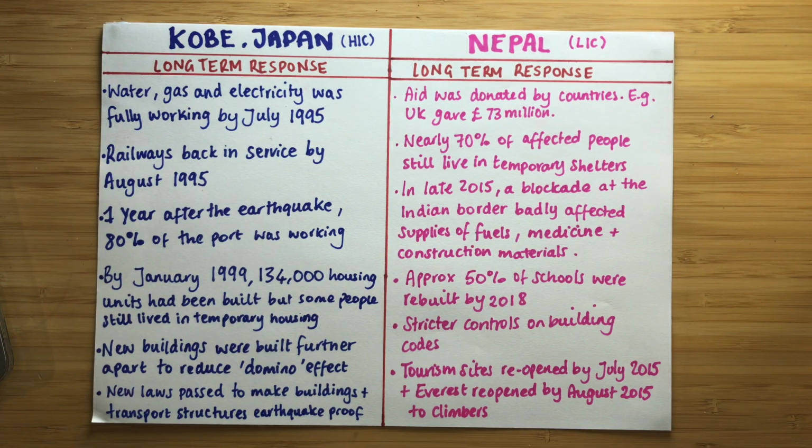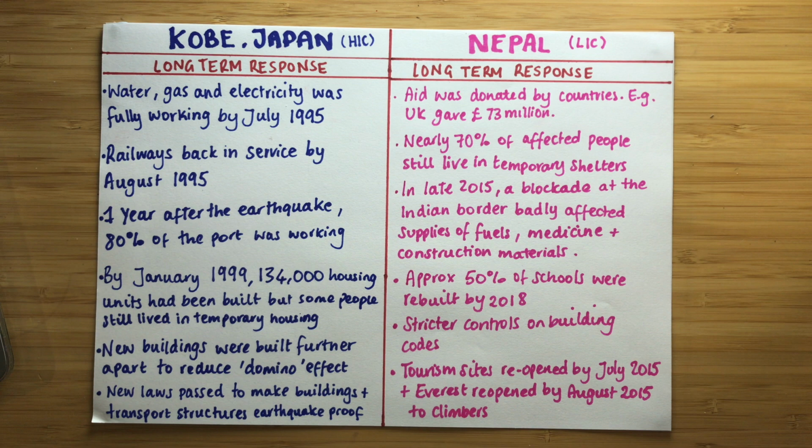And now moving on to the long-term response, so those happenings in the months, the years, even after the event happened, and you can see there the long-term responses differ quite significantly between Japan and Nepal. So these will be your final facts to add to your cue cards. Make sure you don't miss any and make sure you have got all those key facts, figures and information included in those.